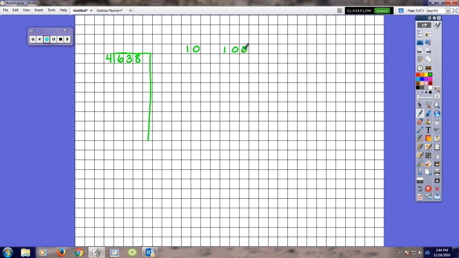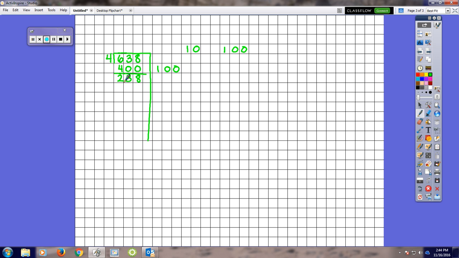Okay, well, I could do 10. It might take me a little longer, because 4 times 10 is 40, and that's nowhere near 638. Or I could look at my hundreds and be like, okay, 4 times 100 is 400. That's less than 638. So I'm going to put my 100 over here, and I'm going to multiply. 4 times 100 is 400. I'm going to subtract, and I get 238.